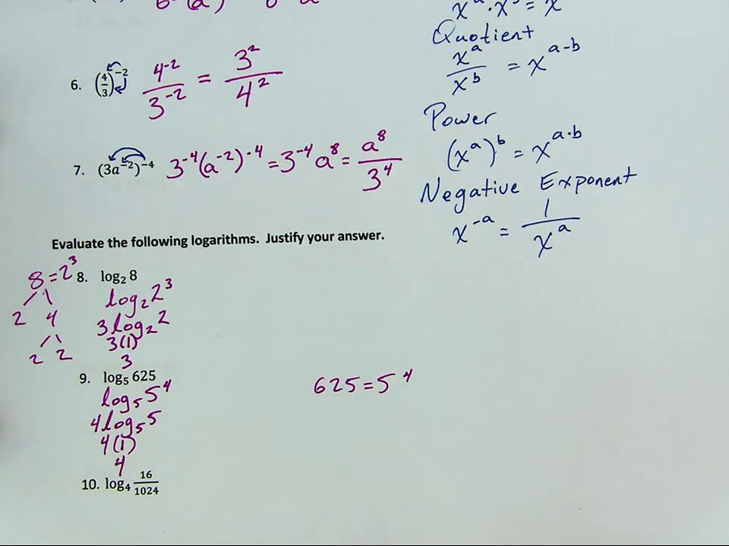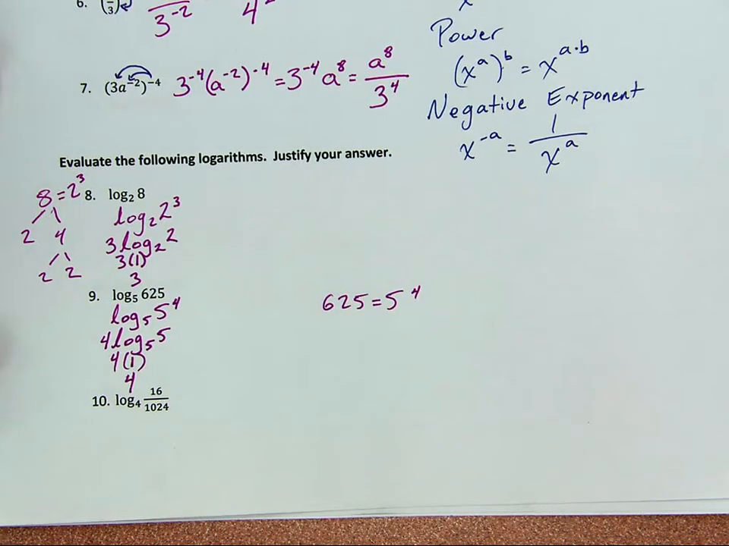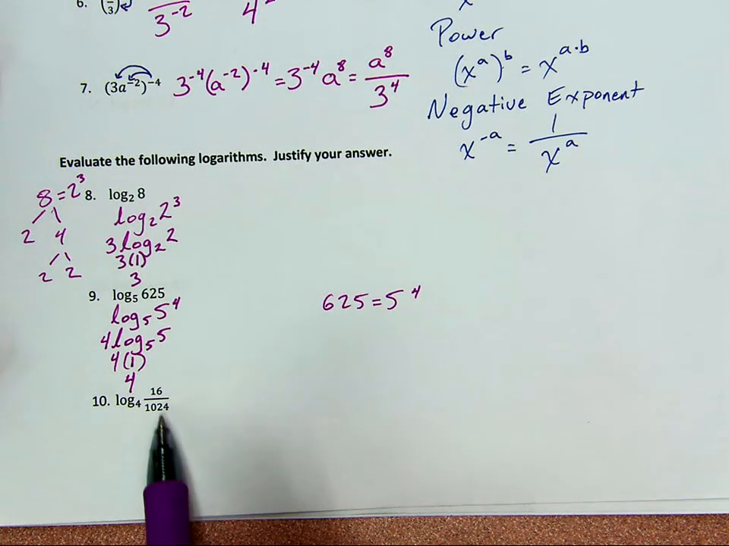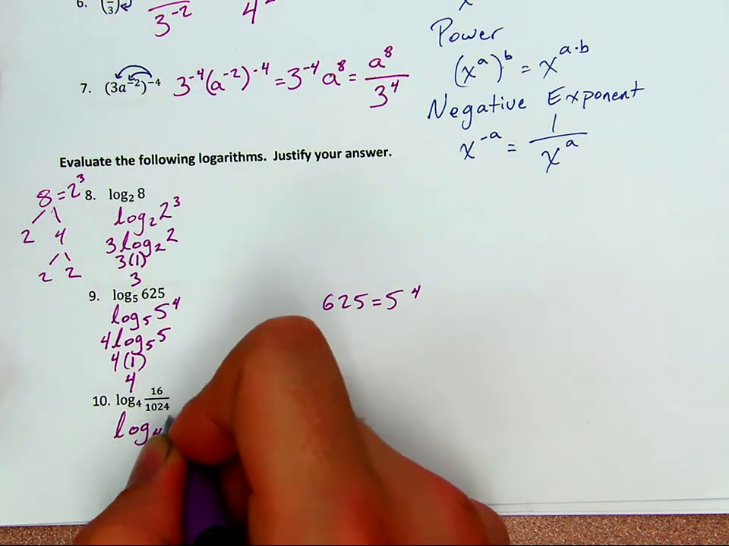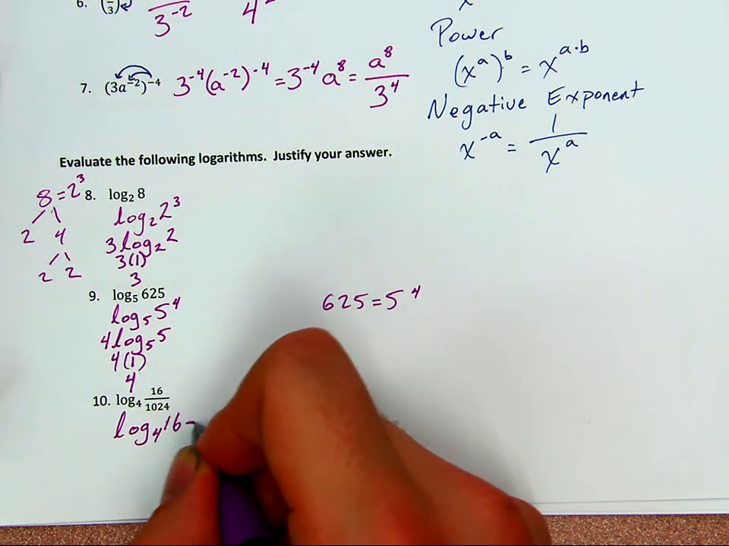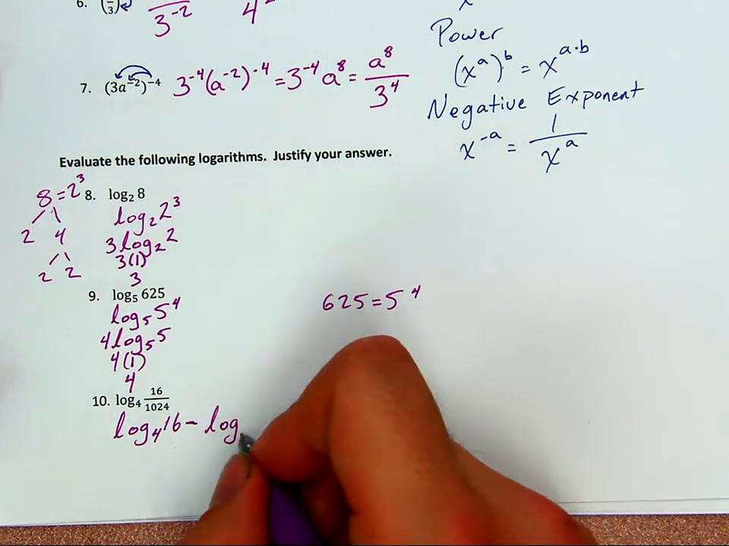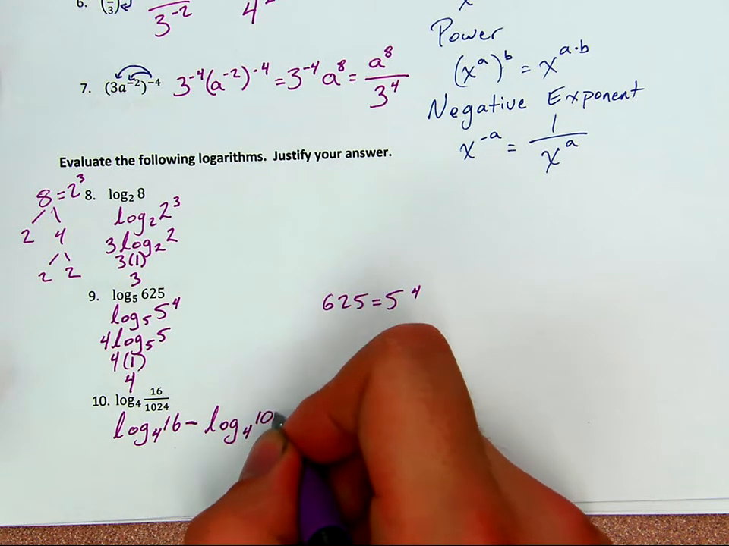Now moving on to number 10, log base 4 of 16 over 1024. First, notice that this is a fraction inside of a logarithm. So what we want to do is use the quotient rule in order to split that apart into two separate logs. So doing that, we're going to get log base 4 of 16 minus log base 4 of 1024.